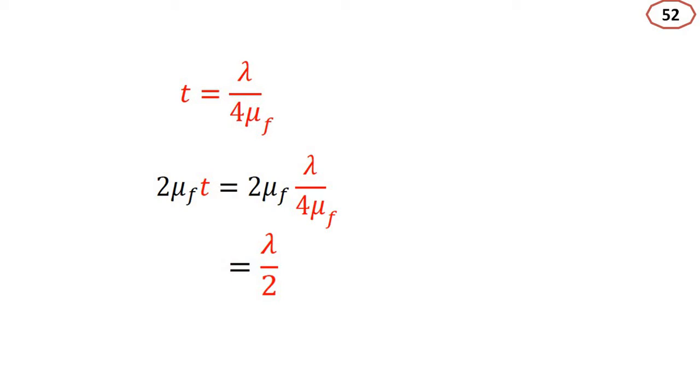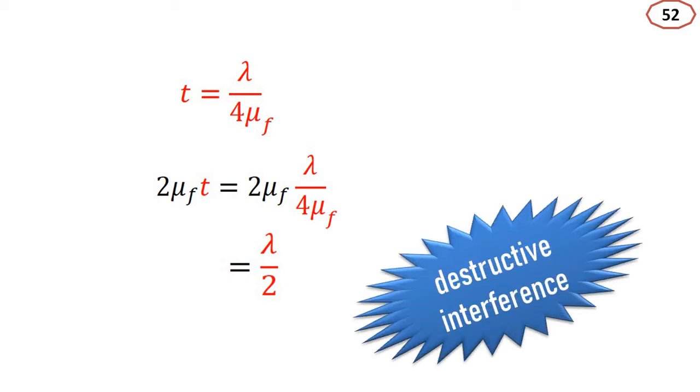Or the path difference is an odd integral multiple of lambda by 2. We know what this is. That means it will produce destructive interference. To produce this destructive interference, we took the thickness T as the value lambda by 4 mu f. If we take T as lambda by 4 mu f, the path difference will produce a destructive interference.